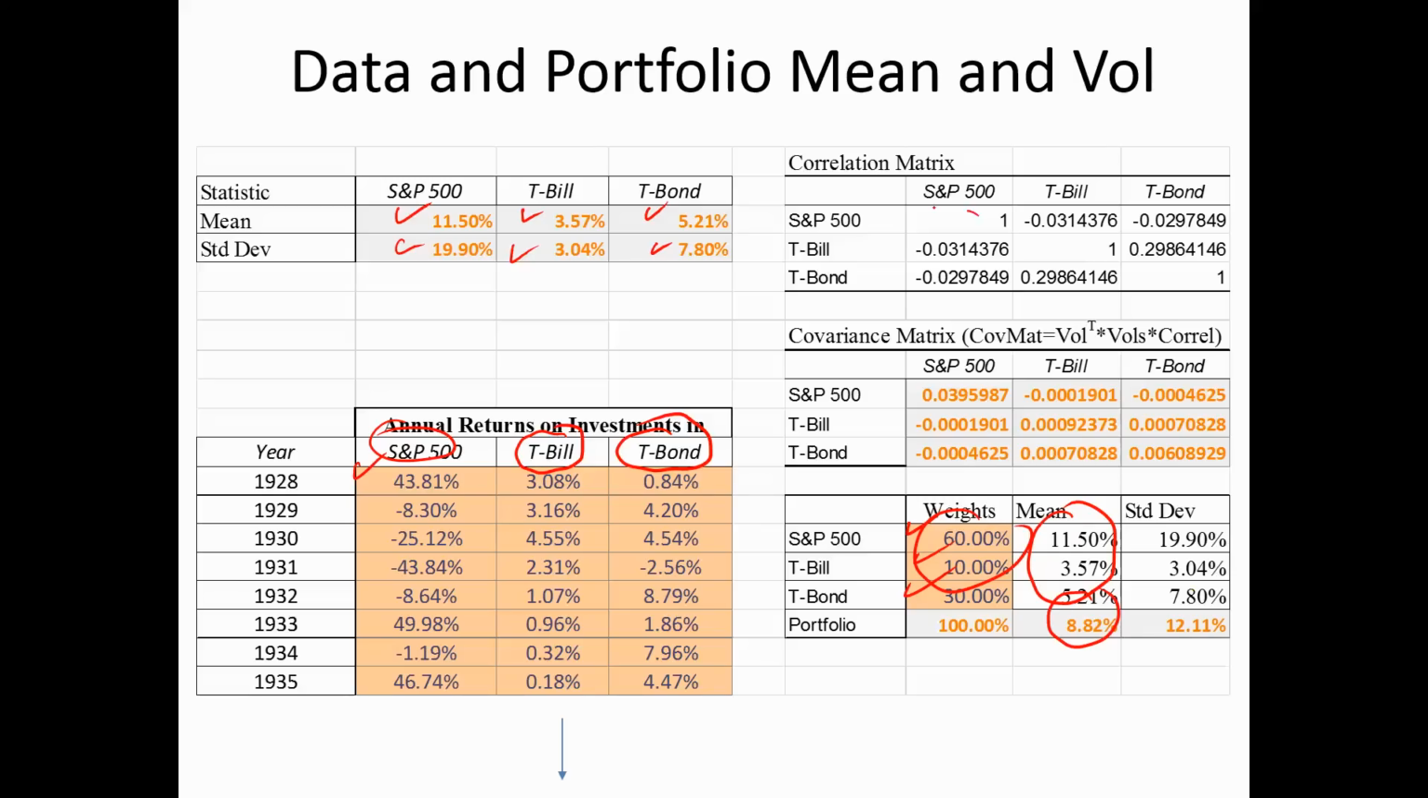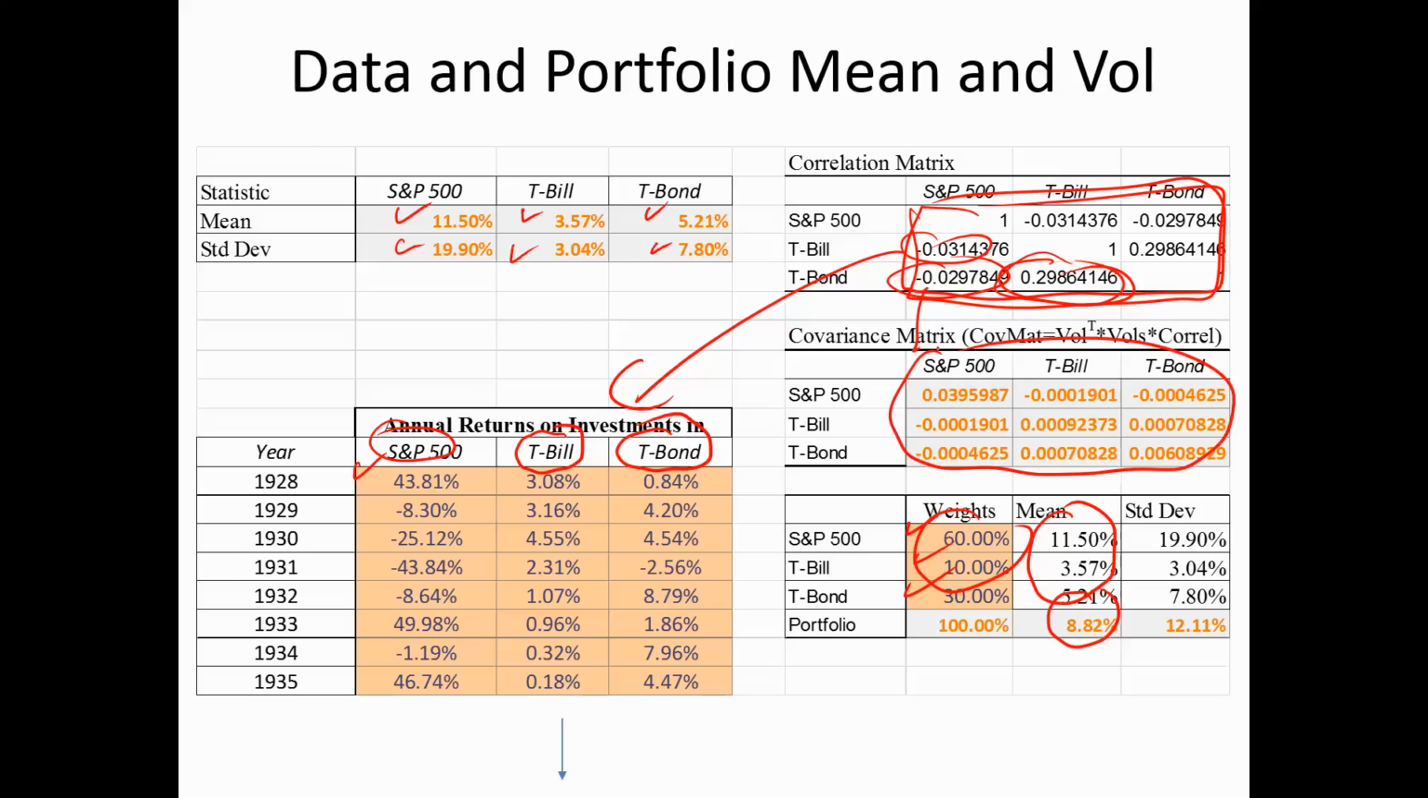If I then create a correlation matrix based on this data, I get these correlations. So stocks, bonds, and bills are relatively uncorrelated, slightly negative, and bills and bonds are relatively highly correlated, 0.29. I then can use that to generate a covariance matrix, right? We can go from a correlation matrix and a vector of standard deviations to create a covariance matrix.